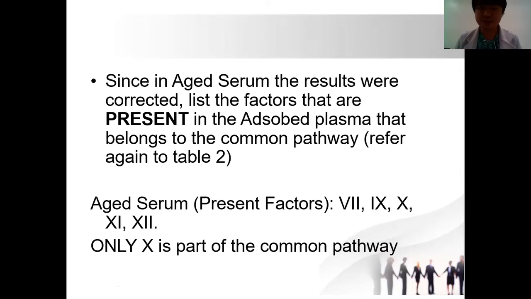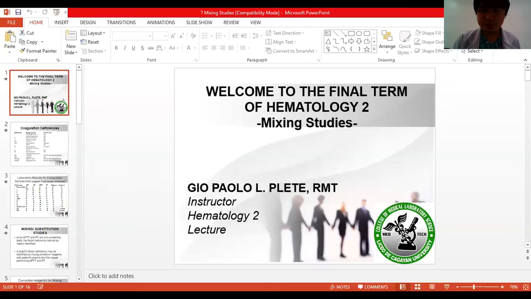So again, for our rationalization, what pathway is the problem here? Intrinsic, correct. Sorry, I just buffered because there is something wrong with the monitor. So sorry for that. So the intrinsic is a problem.